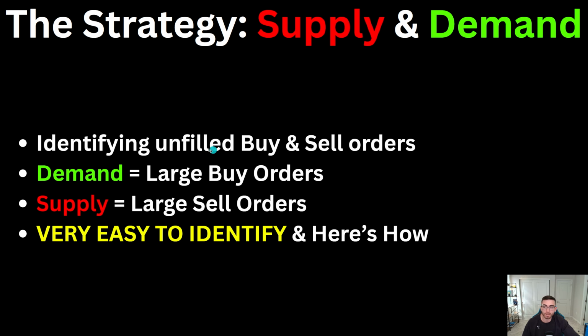So here's the idea behind supply and demand. Demand is where there are large unfilled buy orders, and supply is where there are large unfilled sell orders. And when price returns to these zones, the reaction is predictable because those orders are still sitting there. And these zones are very easy to identify, and here's how you do it.